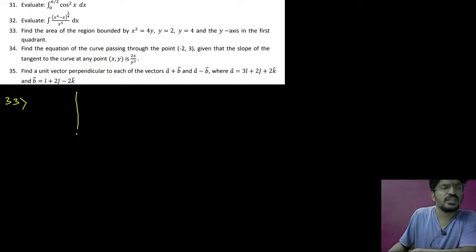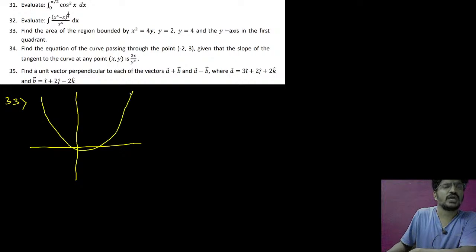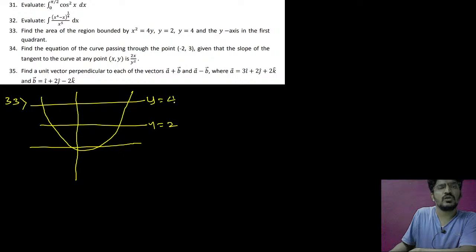That is the area bounded by the curve x square equal to 4y, and y equal to 2, and y equal to 4, in the first quadrant. So they are asking only in the first quadrant. This is the area in the first quadrant.